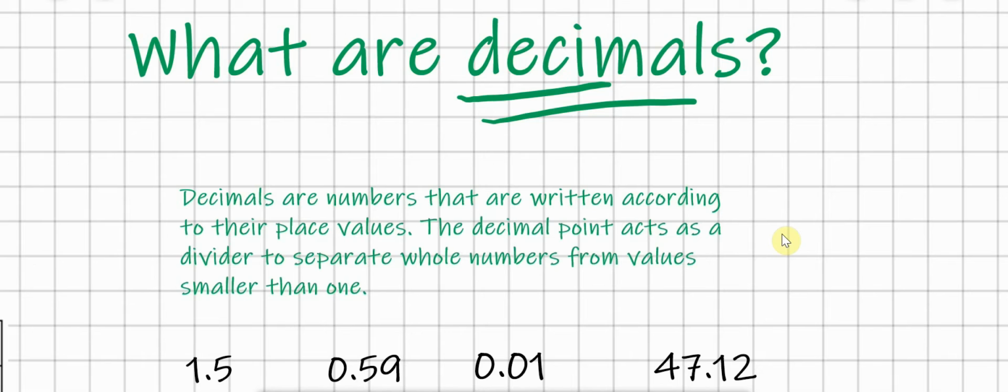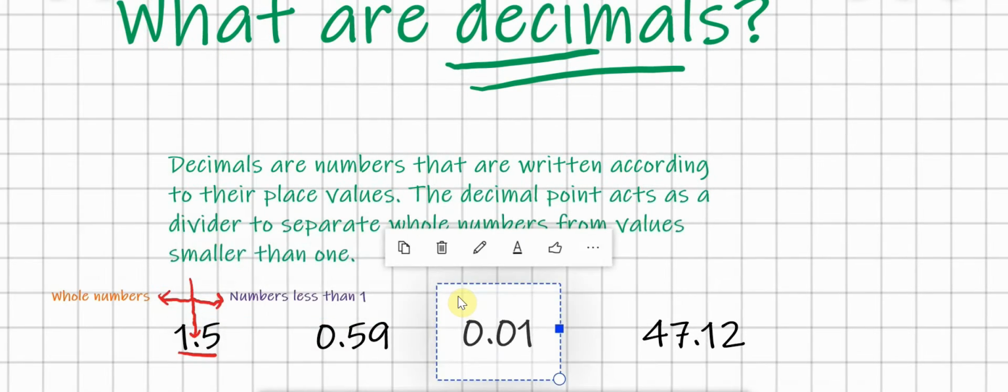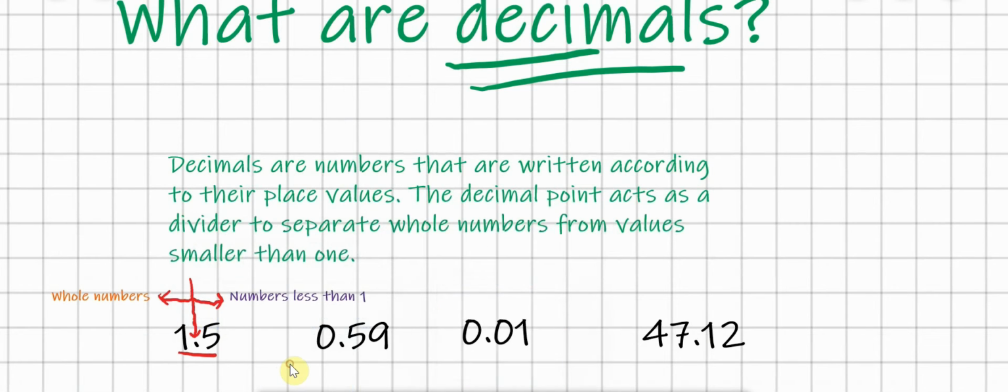You might be thinking, what are decimals? Decimals are numbers that are written according to their place values. The decimal point acts as a divider to separate whole numbers from values smaller than 1. For example, let's say the decimal 1.5. This little point acts as a divider between numbers less than 1 and numbers more than 1. And you might notice a similarity between all of my examples. For a decimal to be a decimal, it needs to have a decimal point.